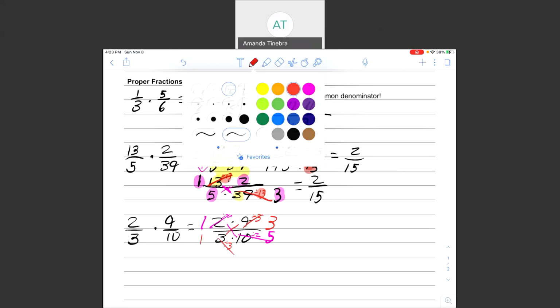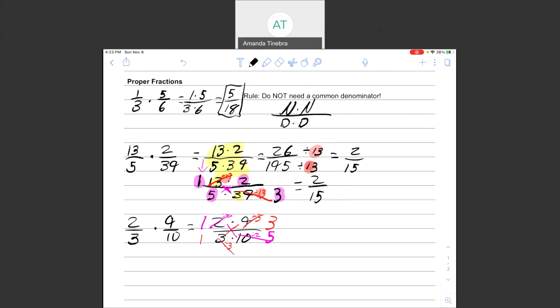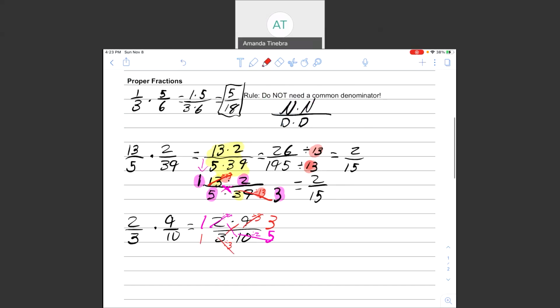My new math problem now is 1 times 3 and 1 times 5, because I've already simplified by 2 and by 3. 1 times 3 is 3. 1 times 5 is 5. That leaves me with the fraction 3/5. Okay?